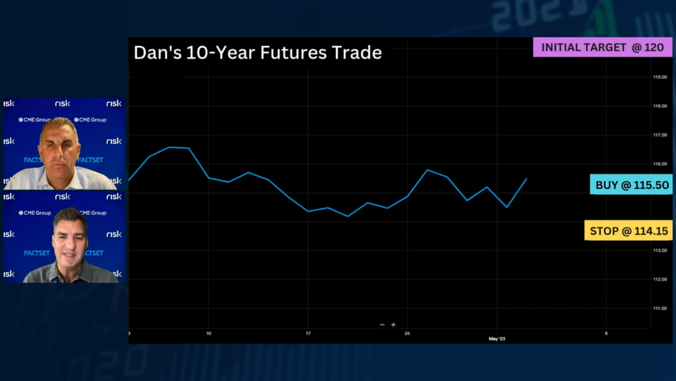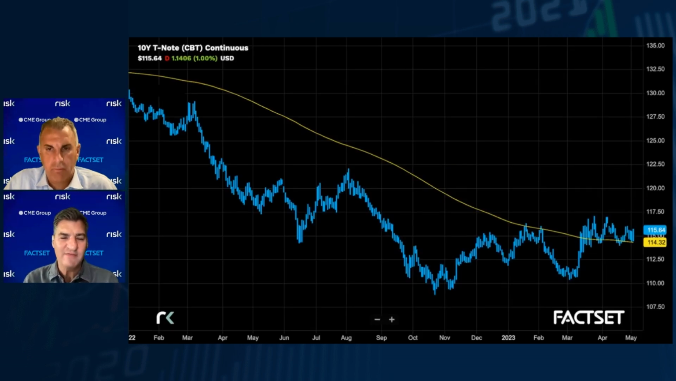I want to buy this at 115.5. I want to stop it at that April low of 114.15. So that's a little over 1% to the downside. You can see why I want to stop it just below that 200-day moving average. One of the reasons why we like to place stops a little bit above or below those technical levels is that oftentimes a lot of traders or market makers will look to take out stops that they think are at very obvious levels here.